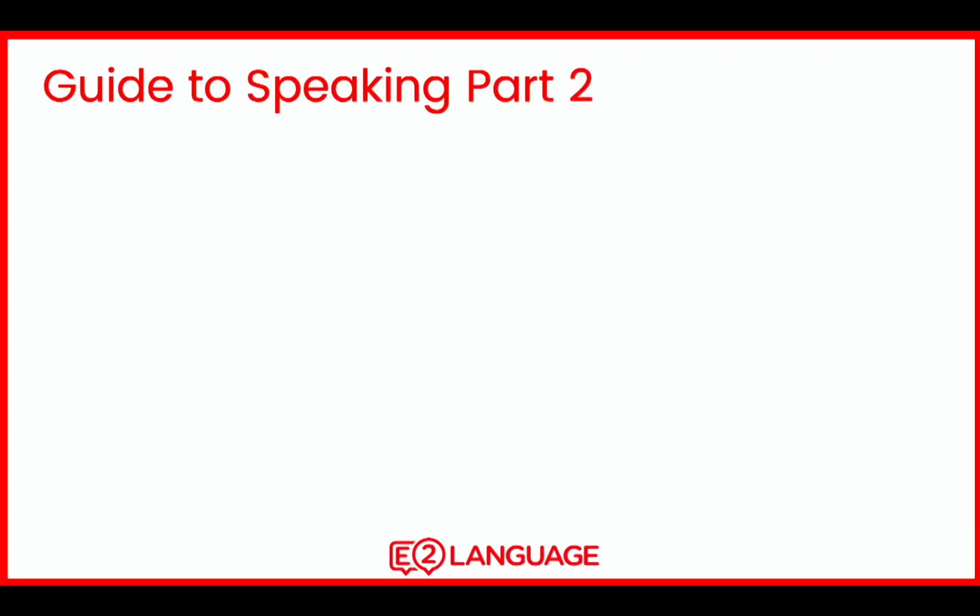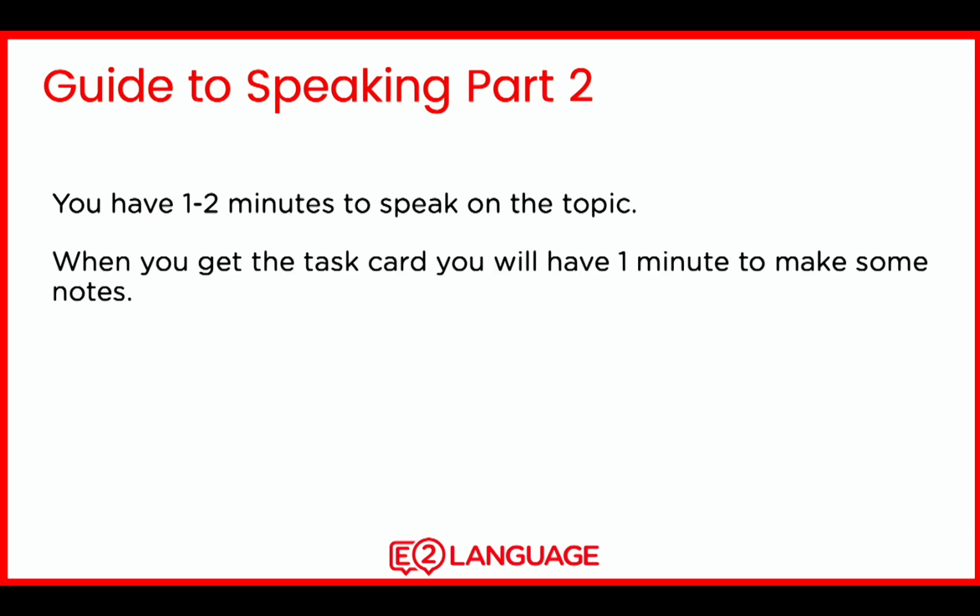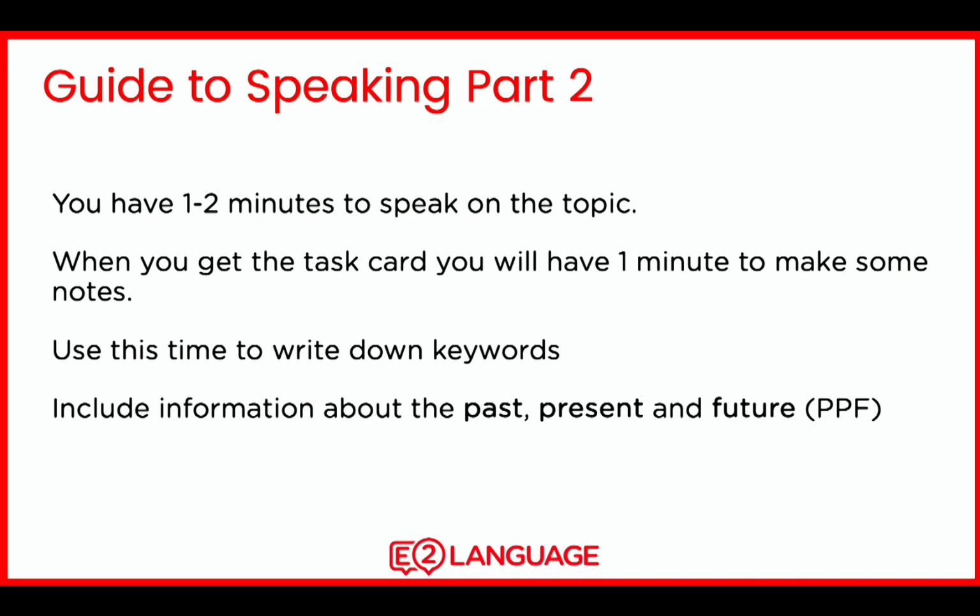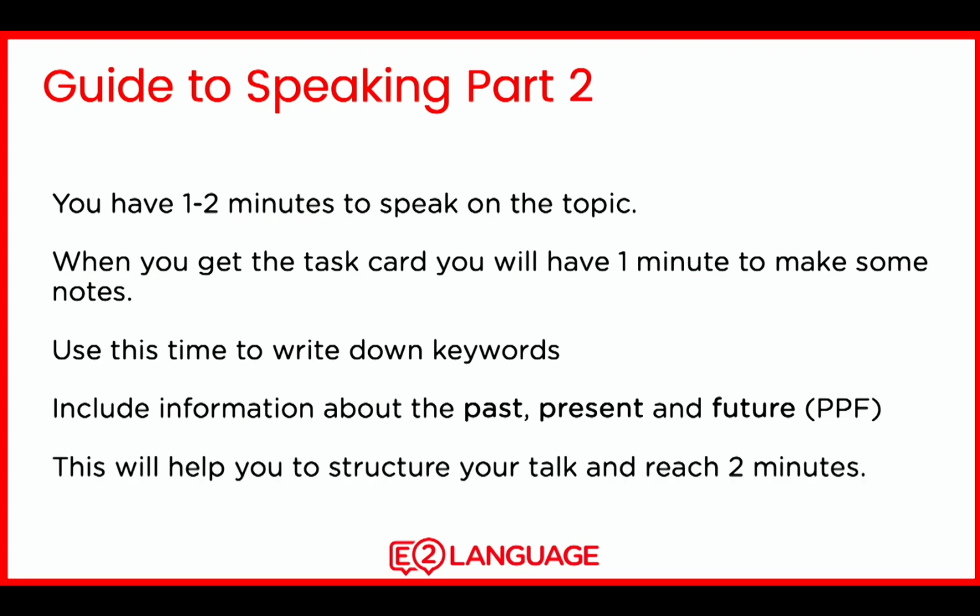So what do you need to do in this part? Well, you have to speak for 1 to 2 minutes. And in fact, you should be aiming for 2 minutes. When you get the task card, you have 1 minute to make some notes or just think about what you're going to say. You should use this time to write down keywords and always aim to include information about the past, present, and future. We call this the PPF method. This will help you to structure your talk and reach 2 minutes.